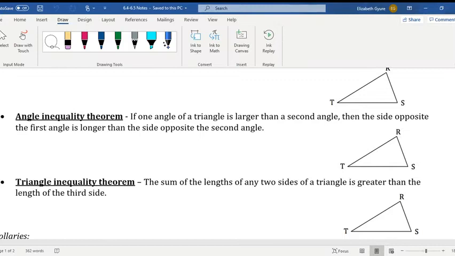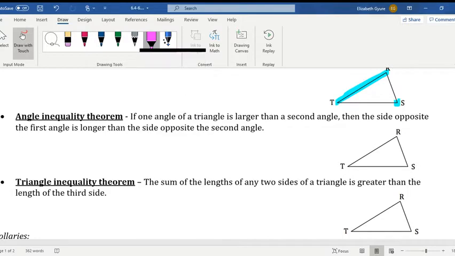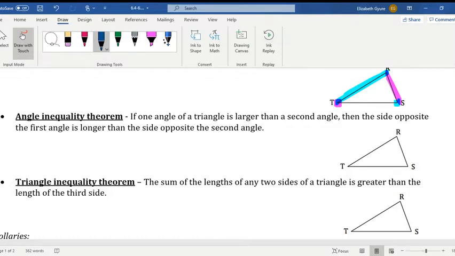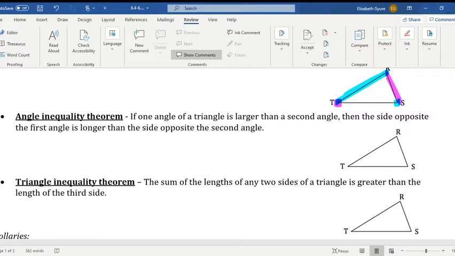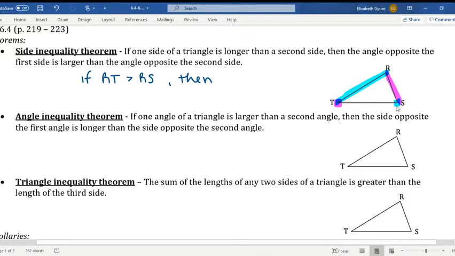So just as a general statement here, you have side RT is across from angle S. You have side RS is across from angle T. And if I told you that the measure of RT is greater than the measure of RS, then we're going to know, since RT is across from angle S, that's going to imply that angle S is greater than angle T. So then the measure of angle S is greater than the measure of angle T. So again, larger angles across from larger sides, etc.